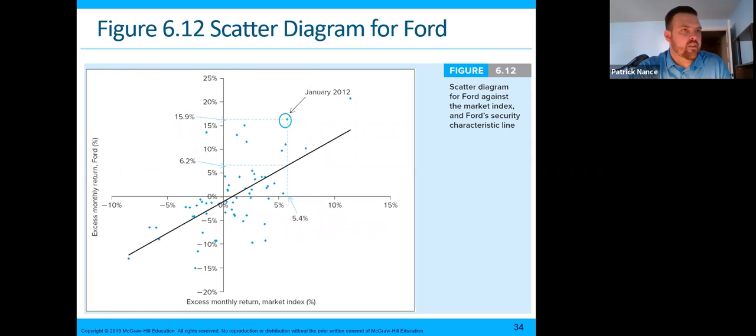So this is a scatter diagram for Ford against the market index. So you can look at how Ford has done, and where the market index is itself.